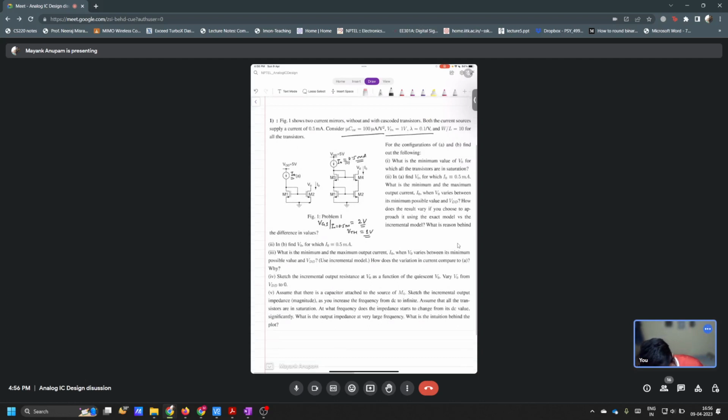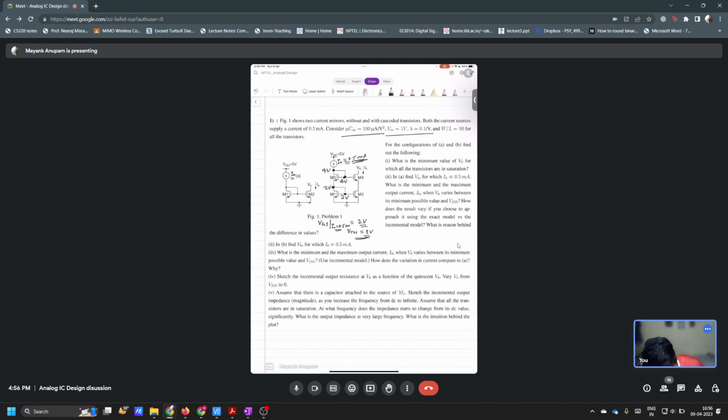Now tell me what should be the voltage here. The current is 0.5 milliamps, VGS for this current is 2 volts, and VTH is 1 volt. What is the voltage here? 2 volts. What is the voltage here? 2 volts. What should be the voltage here? 4 volts. Why do you say you think? There's nothing to think here. Be confident. 4 volts.